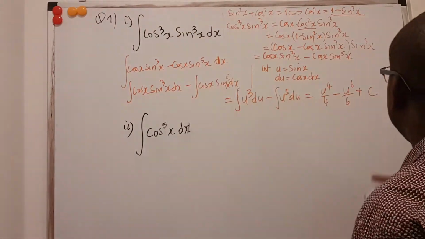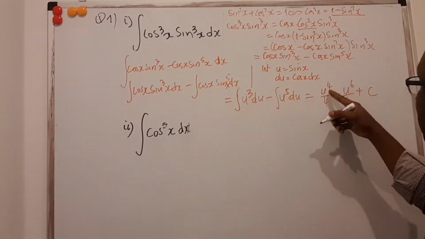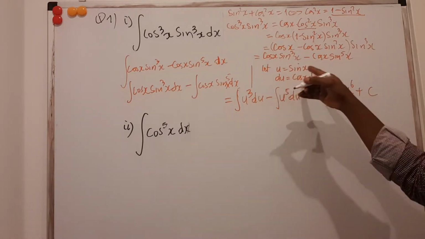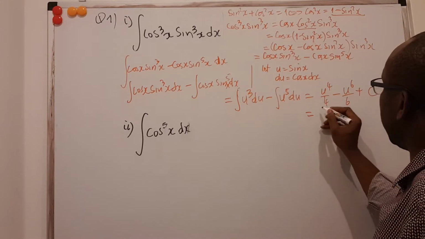So we have no limits, so we have to include a constant. But I was not given u. This u, we can replace them back. We have let u be equal to sine x. So what I can do here is put that back.